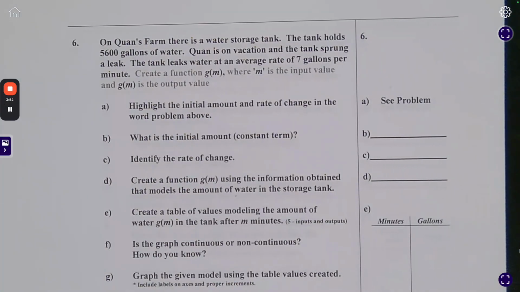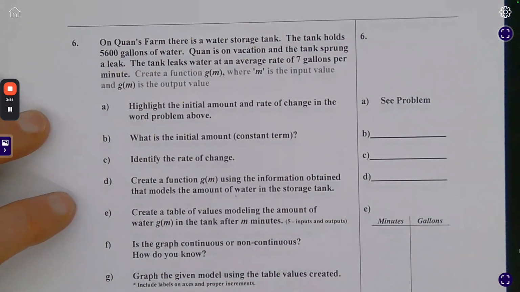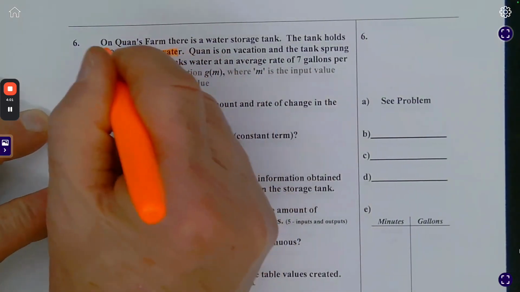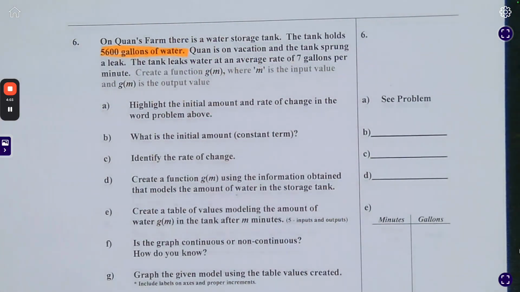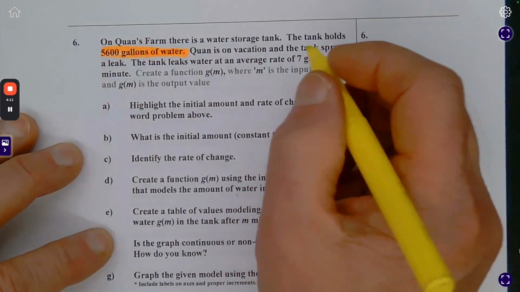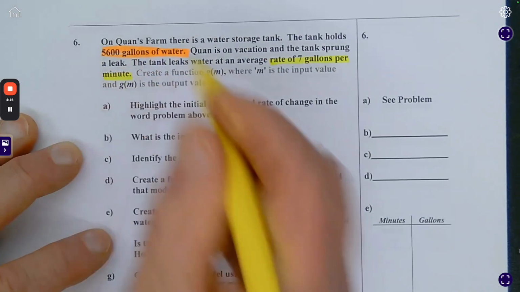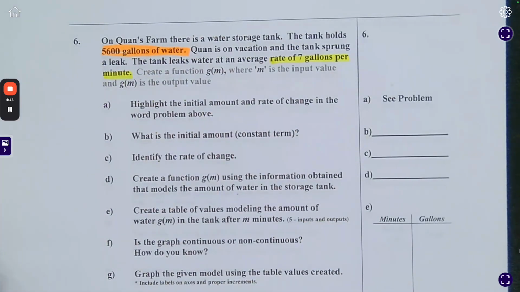All right, here's the next one. On Quan's farm, there's a storage tank. The tank holds 5,400 gallons of water. Okay, that's the initial amount of water. So 5,400 is the initial amount. Quan is on vacation, then the tank sprang a leak. Oh no, Quan. The average rate of flow that leaks water out is 7 gallons per minute.